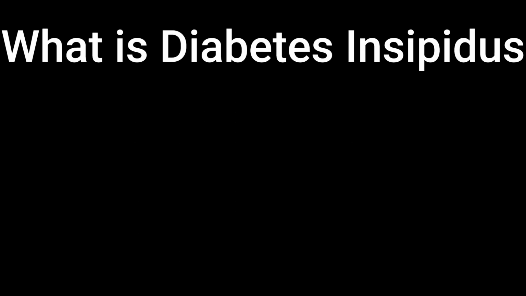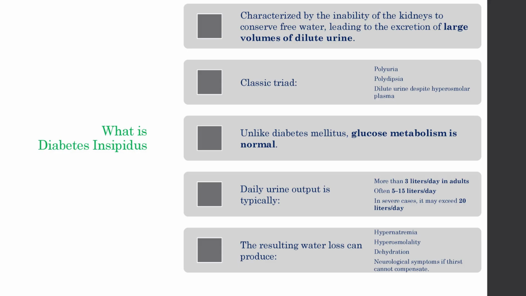Diabetes insipidus, or DI, is characterized by the inability of the kidneys to conserve free water, leading to the excretion of large volumes of dilute urine. Remember the classic triad: polyuria, polydipsia, and dilute urine despite hyperosmolar plasma. Unlike diabetes mellitus, glucose metabolism is normal.